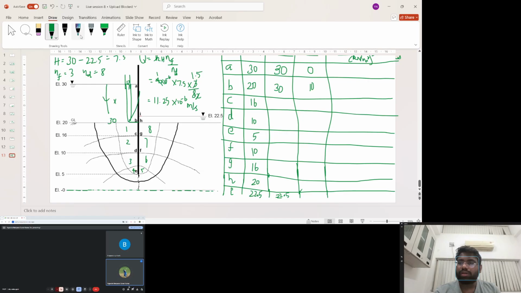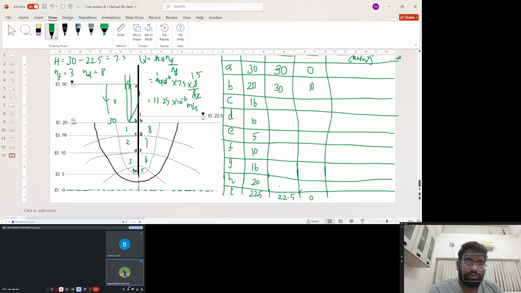Let us come back further. So let us be frank. Now at point H, and at least at point I, it is at atmospheric condition. So point I will be 0 and it will be 22.5.